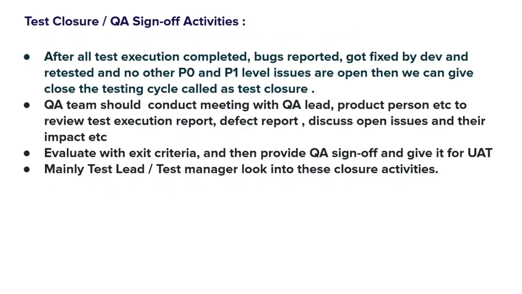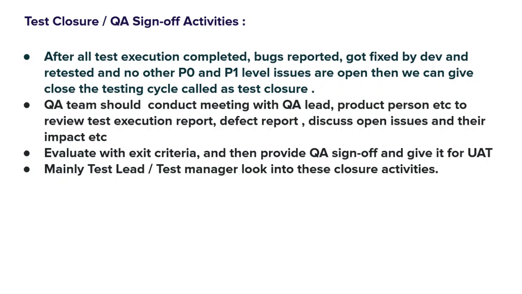So after test execution is completed, the bug report is completed, all the issues are fixed by the development team and retested by the tester as well, and there are no P0 and P1 level issues which are open, then we can give QA sign off to that build. So what is the meaning of QA sign off? As a QA, we are saying that all the testing is completed and there are no P0 and P1 level issues which are open, then we can officially close the testing cycle, and this phase is called test closure.